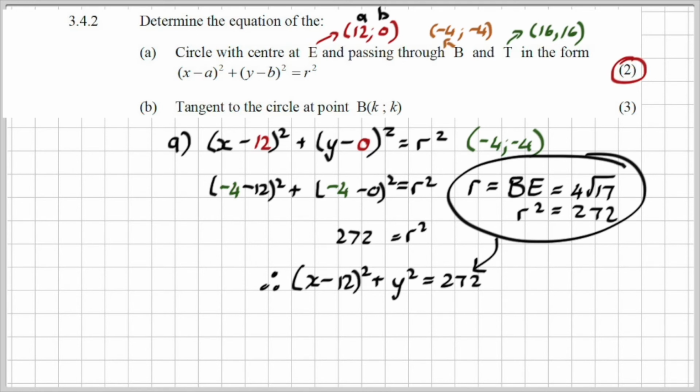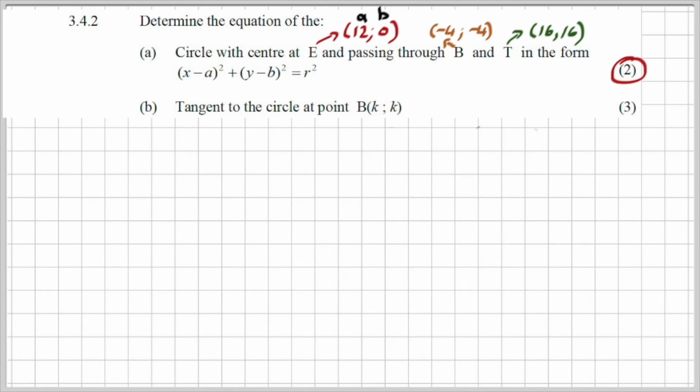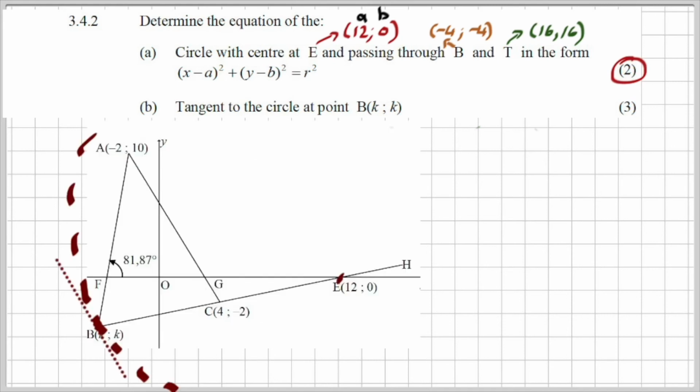Let's look at question 3.4.2b. The tangent to the circle at K. Okay? So what I'm doing is I'm just drawing my imaginary circle there. And I've got E as being my center. And now they're saying that there's a tangent, and I draw it in this red dotted line there, 2K. And they're asking me for the equation of the tangent.